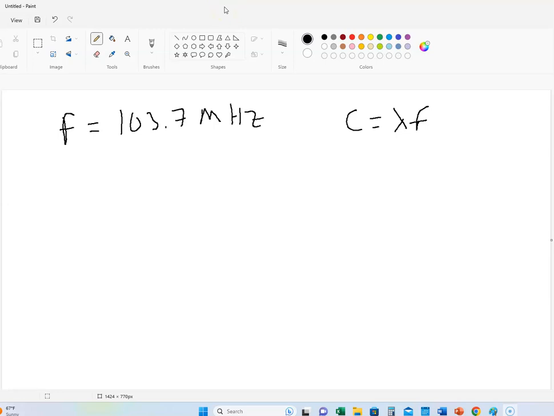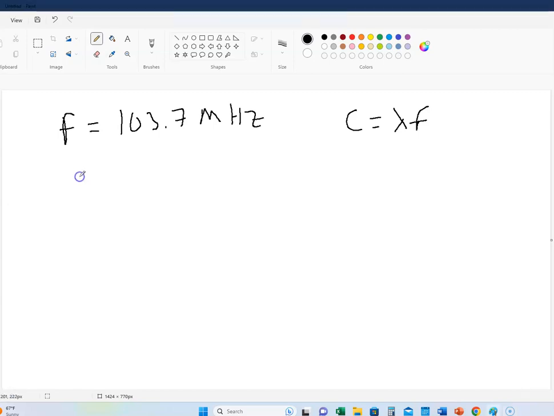All right, we're going to continue some examples from chapter 11. Let's say that there's a radio station that has a frequency of 103.7 megahertz. What we want to know is what the wavelength is. So what is lambda? Lambda is how many meters?